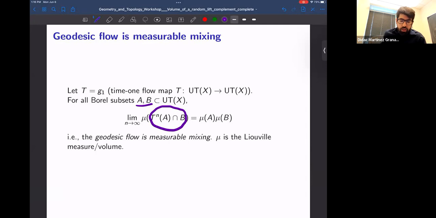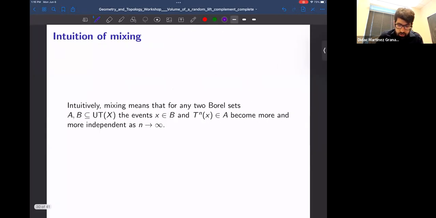probability of A and probability of B. So what does this mean intuitively? Intuitively it means that if you think of A and B as subsets of the unit tangent bundle, and think of the event of a point X in the unit tangent bundle being in B, and the event T to the n of X being in the set A, these two events become more and more independent as n goes to infinity. And this is useful because once you know that certain events are independent, you can use that to estimate probabilities by multiplying. So that's one of the key things that we'll use in the proof.